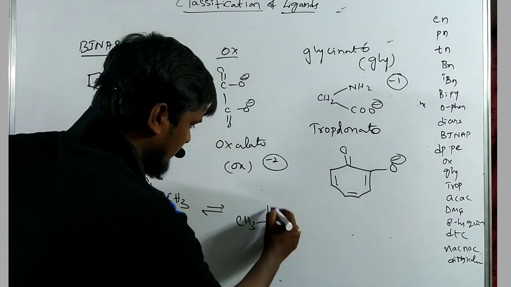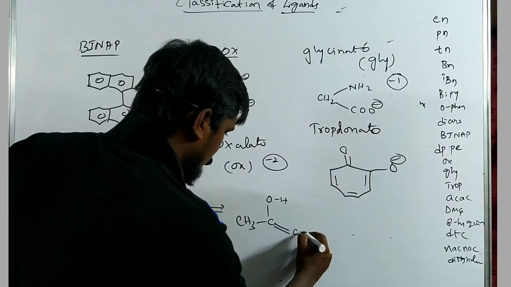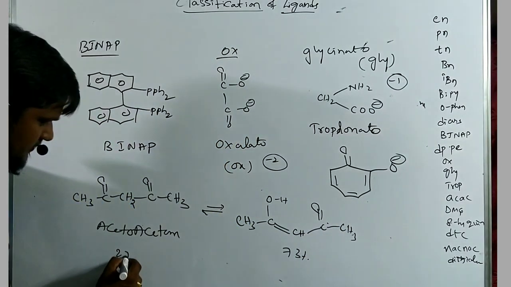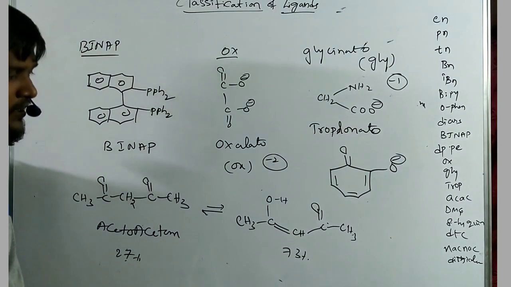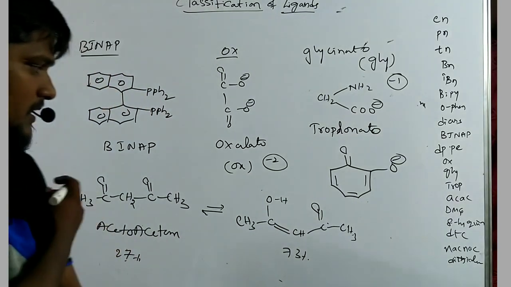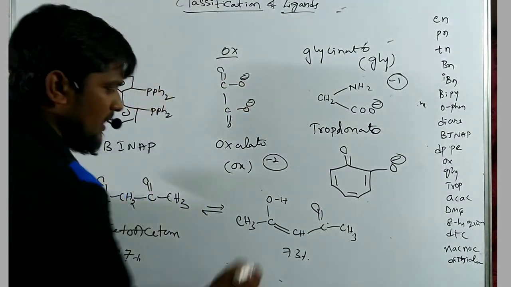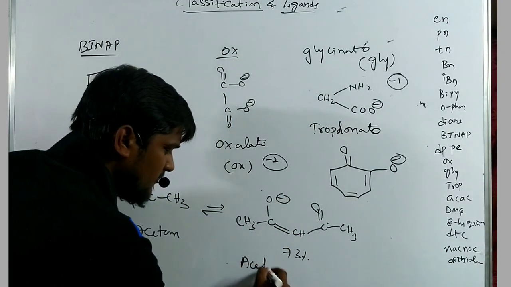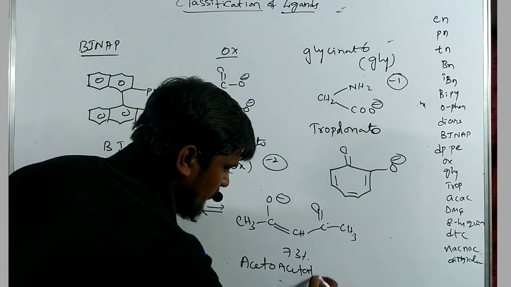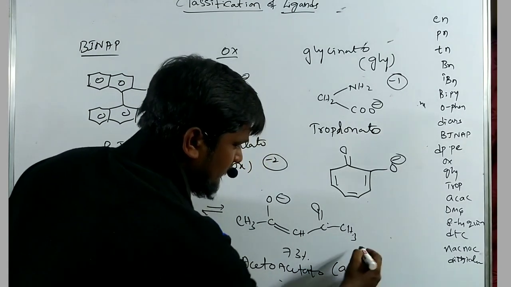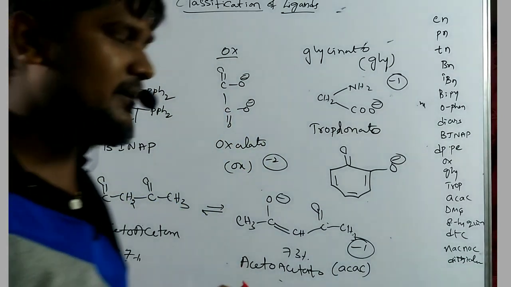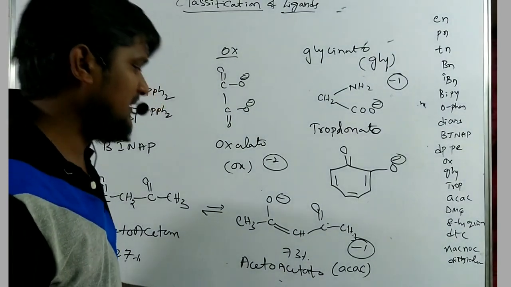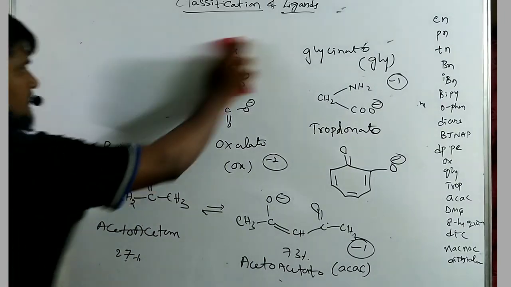It gives CH3-C(OH)=CH-C(=O)-CH3. Here the enol form is 73% and the keto form is 27%. The enol form is very stable, which is why it readily undergoes enolization. Now if one proton is removed from it, it becomes acetylacetonate, simply denoted by acac minus 1. It is also a best example of bidentate ligands.